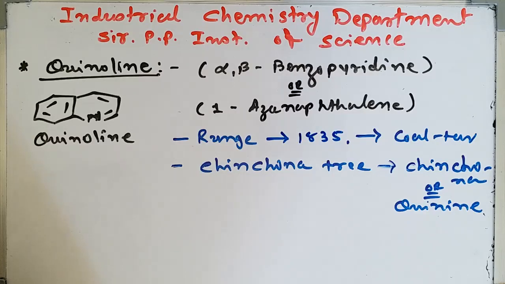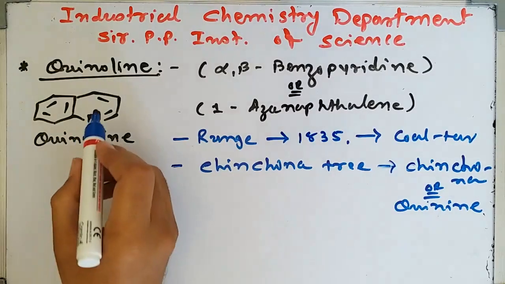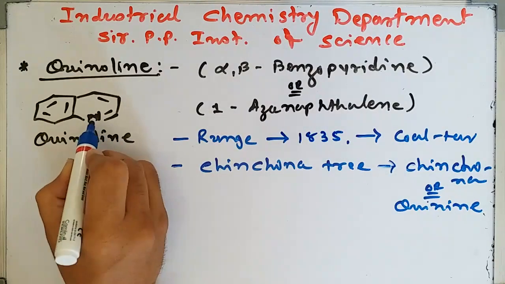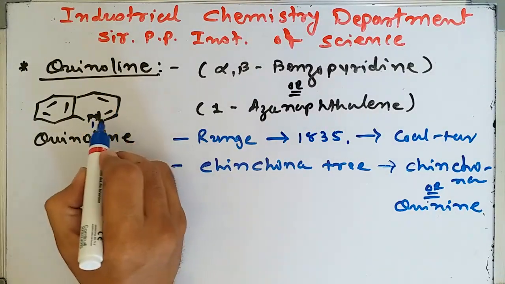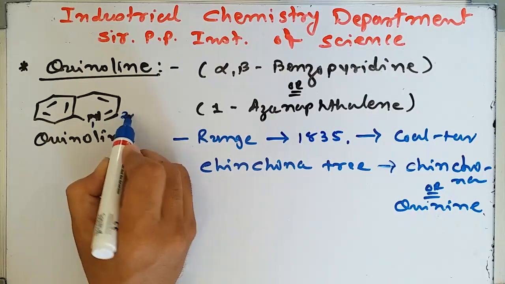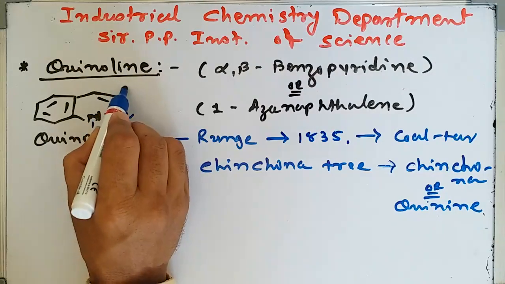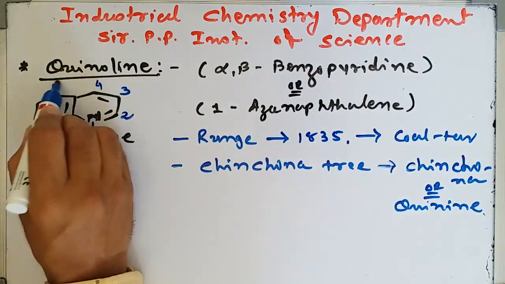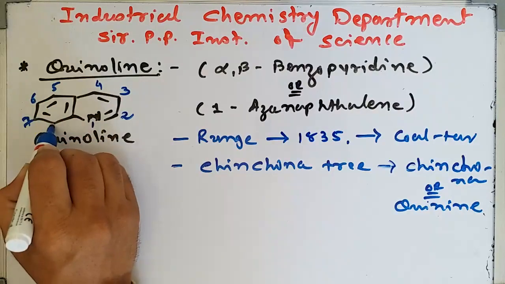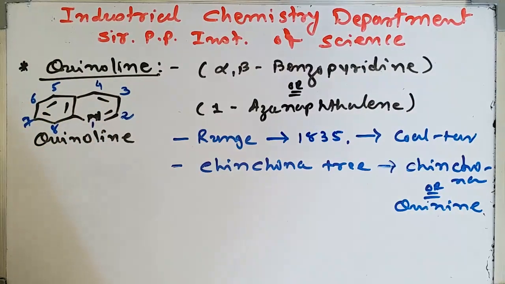The system of numbering in quinoline I describe here. The nitrogen heteroatom is number 1, so 1, 2, 3, 4, 5, 6, 7, 8. These are the system of numbering in quinoline. So this is a short introduction. Now we see preparation.